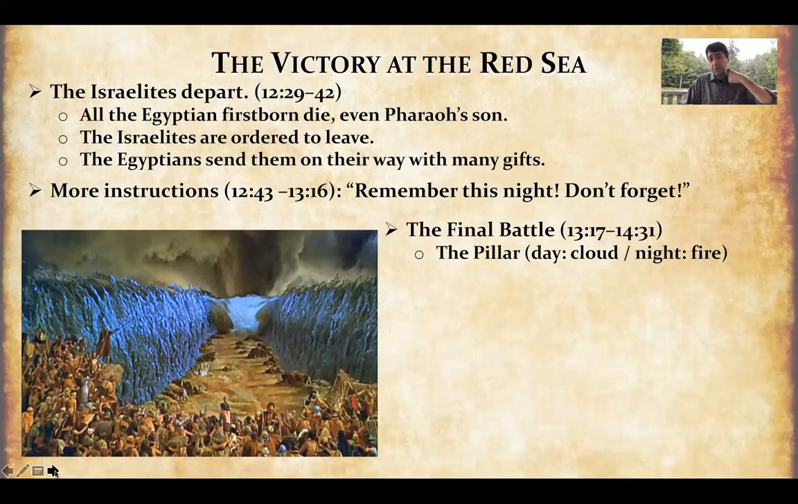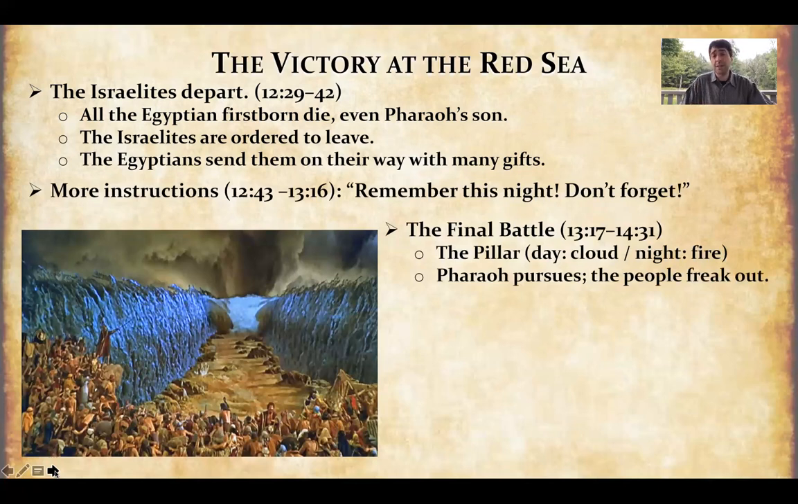There's this pillar, which is a kind of representation of the Lord's presence among them and his protection. It appears as a cloud by day and a fire by night, and it accompanies the people as they leave Egypt. Pharaoh gets his chariots, gets his army, and goes in pursuit.